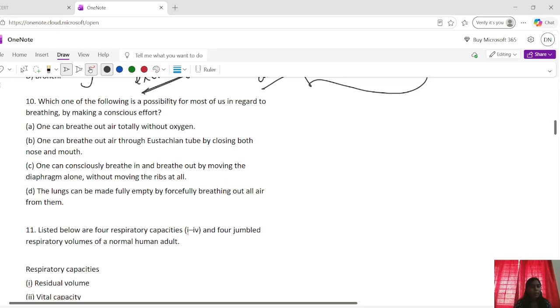Okay, let's see the 10th question here. Which of the following is a possibility for most of us in regard to breathing by making a conscious effort? One can breathe out air through a mutation tube by closing both the mouth and nose. So this is a conscious effort that we make and we can breathe through a mutation tube.